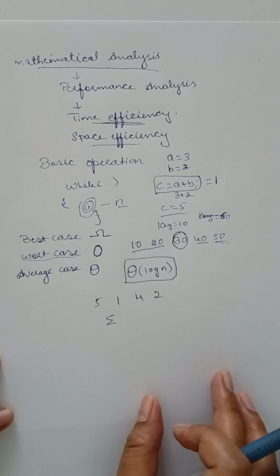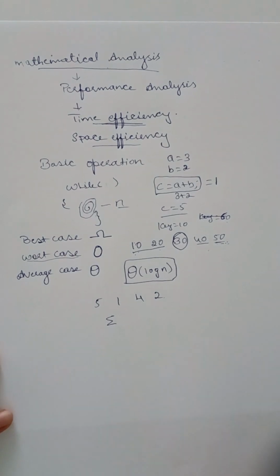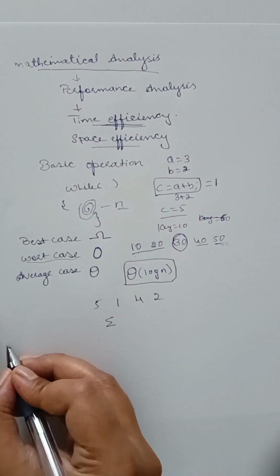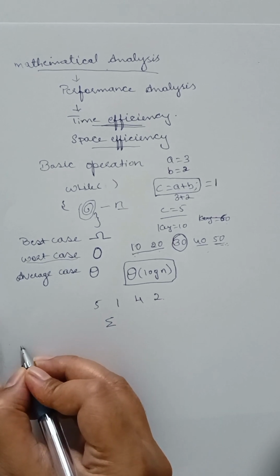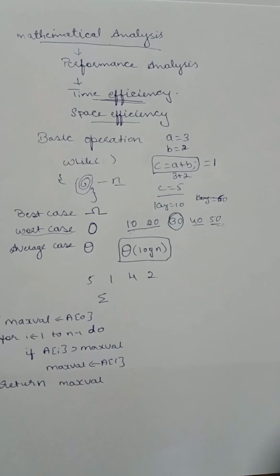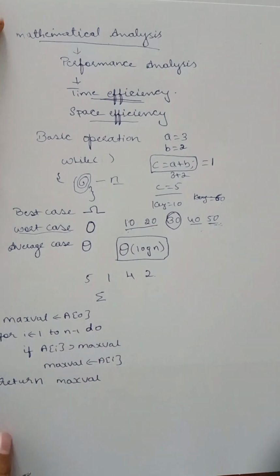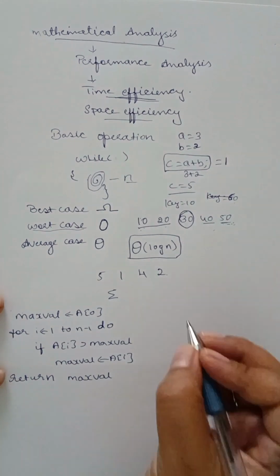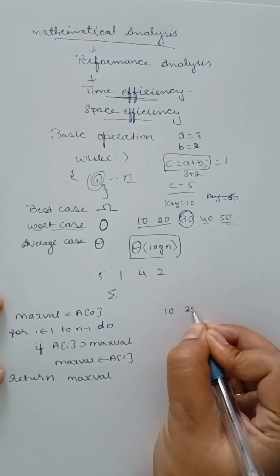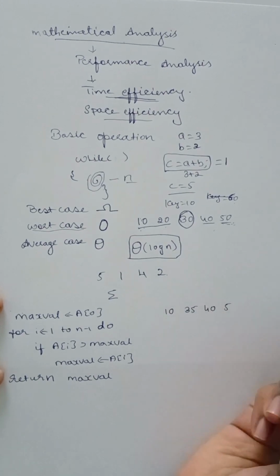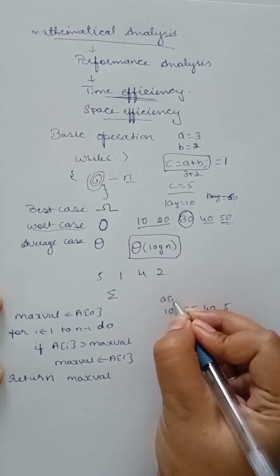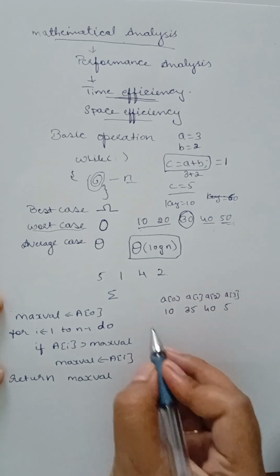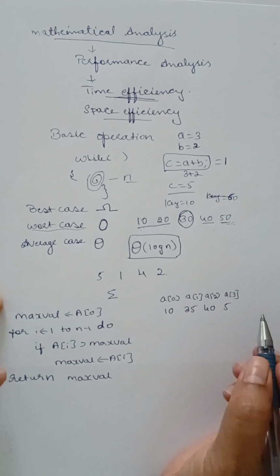Today, in this, I'll take one example of a non-recursive algorithm, to find the maximum value among the elements. So I'll write the algorithm for that. So this is the algorithm we have for finding the maximum value in the given array. If I take one array 10, 25, 40 and 5, this will be a of 0, a of 1, a of 2 and a of 3. Among these 4 elements, I have to find which is the maximum element.